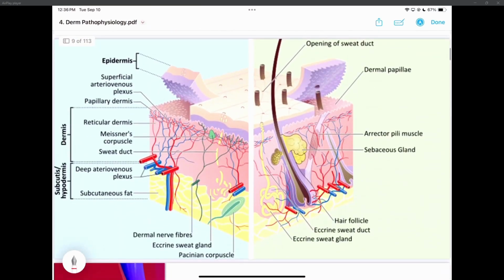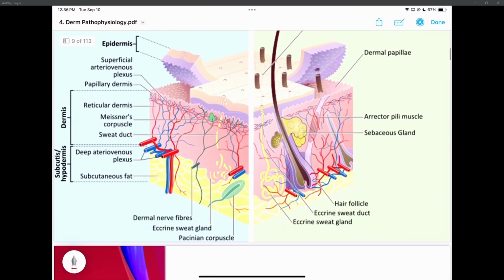Here's another way of looking at the skin. Again, all the different areas. I'm not going to ask you what this does or sensory issues and those things. Just know the layers. Epidermis, the different layers of the epidermis, the dermal layer, and then we have the dermis underneath.